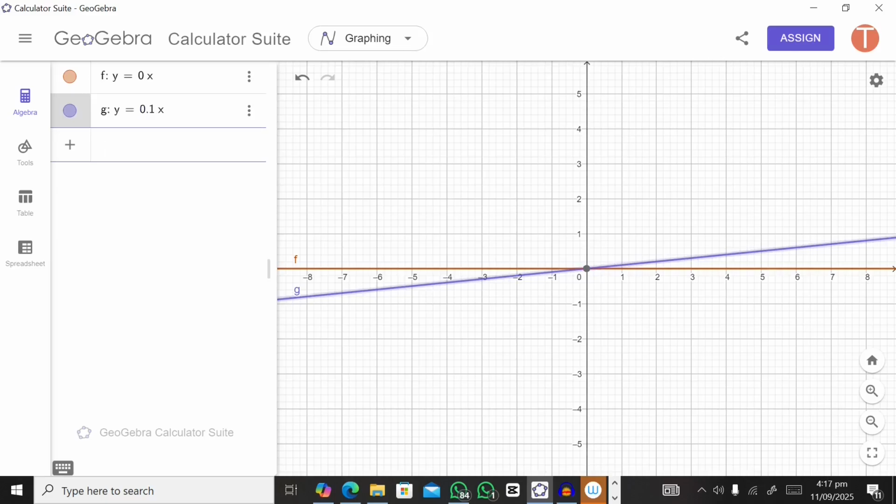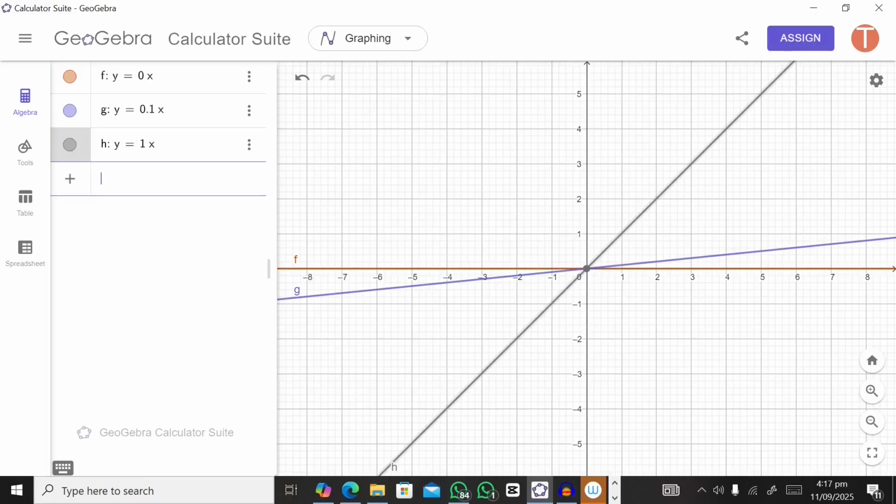And I'll have it as y is equal to, and of course, 1x. And notice that now my graph is becoming a little bit steep. It's even steeper than when I had a slope of 0.1. I have y is equal to a steepness of 2. And notice that my graph is now becoming quite steep.